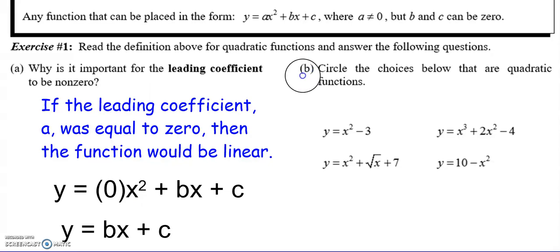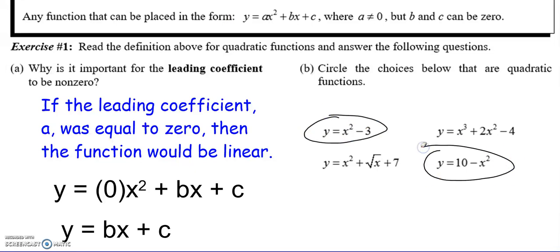Okay, question B says circle the choices below that are quadratic functions. So just do this really quick. Circle the ones that you think are quadratic according to this formula here. Alright, did you circle this one and this one? Those are both quadratics. You can see in this term the b would be 0. I don't know why that just happened, but that's alright. You know what I'm trying to do. And actually same with that, the b is 0.